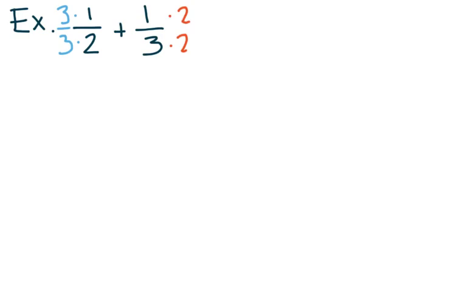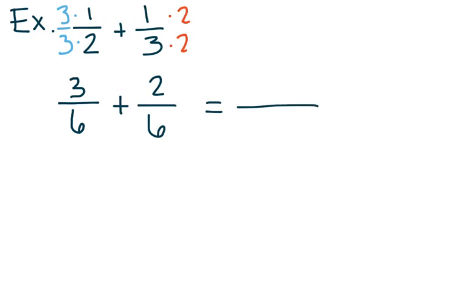So let me rewrite what we have now. We have 3 times 1, which is 3, divided by 3 times 2, which is 6, plus 1 times 2, which is 2, divided by 3 times 2, which is 6. So what we've done is change it just enough that they now have the same denominator.